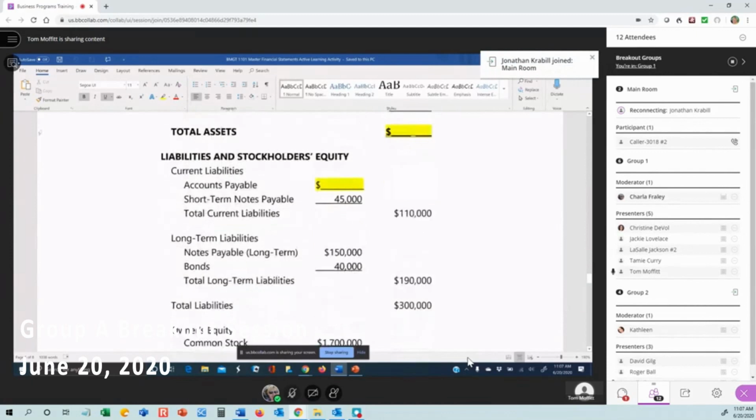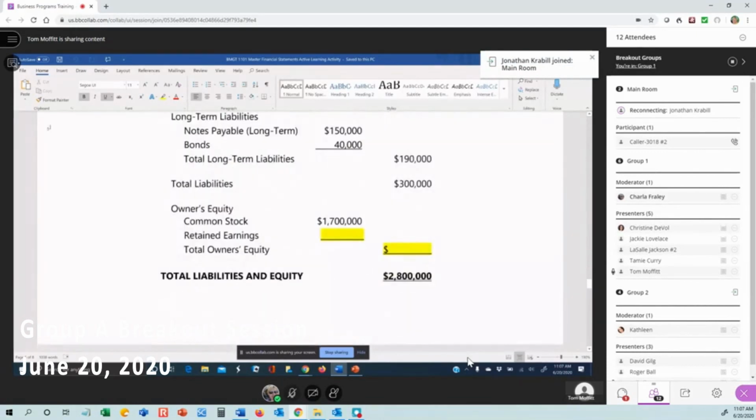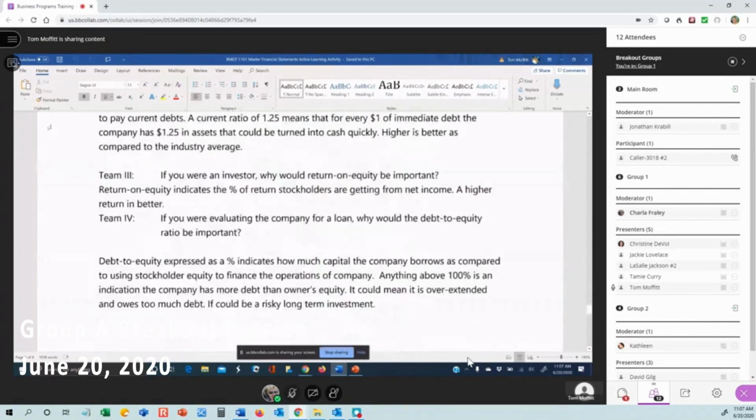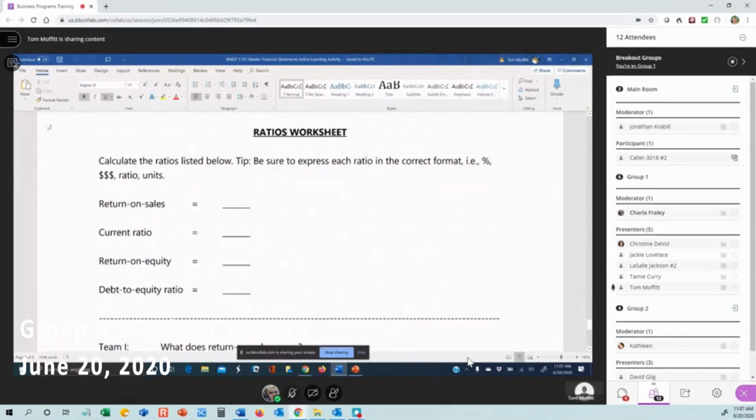Now, once they've done that, then we can get into the second part of part B, and that is to complete the 4 ratios. These 4 ratios they have to complete. Now that they've got a balance sheet and an income statement, they can complete these ratios.